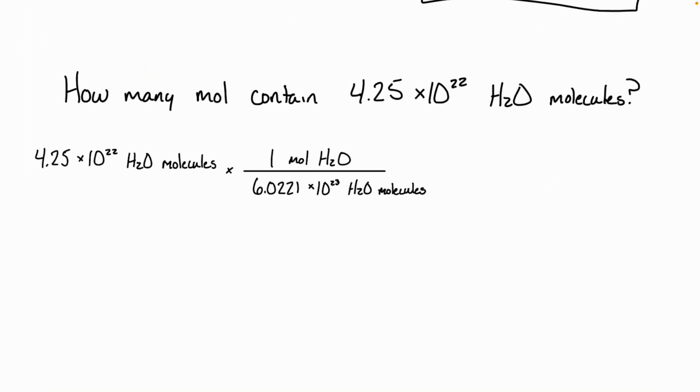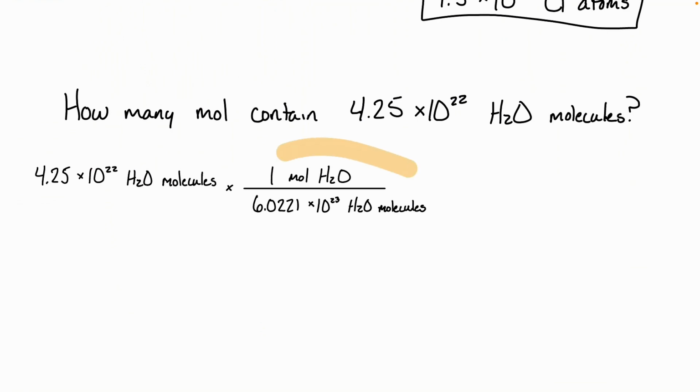Right, so now I'm going to take this conversion factor that I built, but I'm going to put water molecules on the bottom so that those units cancel out and I'm left with moles. All right, so now molecules will cancel out, leaving me with moles of water. So I punch that into my calculator, and similar to what we said before, since we're dividing by this number in scientific notation, it's going to be really important that you put it in parentheses in your calculator. Otherwise, you're going to get this absurdly large number at the end of the day.